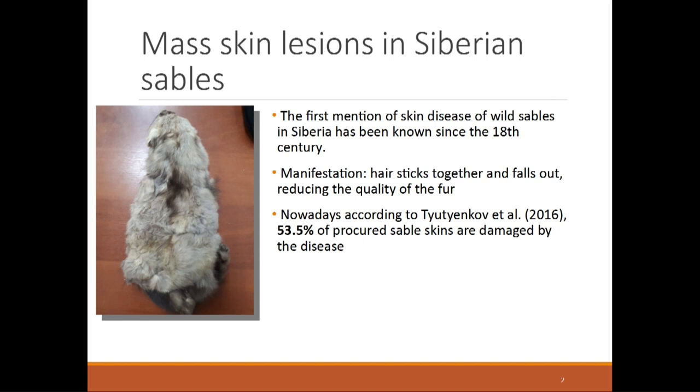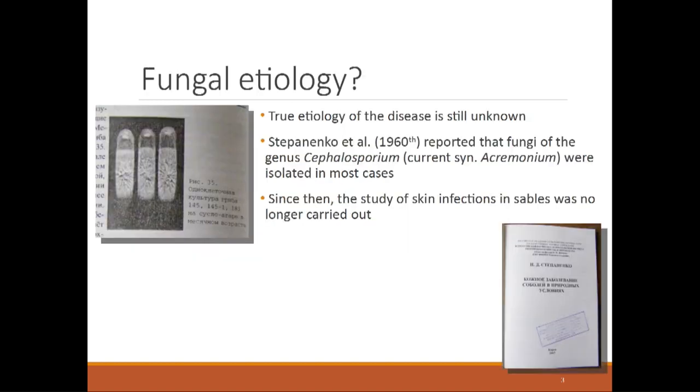So let me give you some background. Mass skin lesions in wild Siberian sables have been reported since the 18th century. In affected animals, hair sticks together and falls out. So the quality of fur decreases dramatically. The prevalence of the disease is high, and according to recent data, more than 50% of procured sable skins are damaged due to this infection.